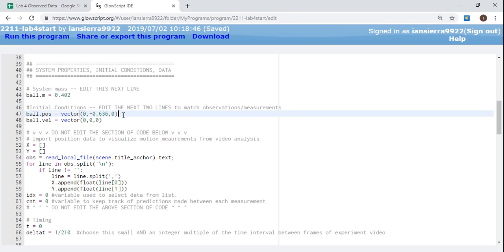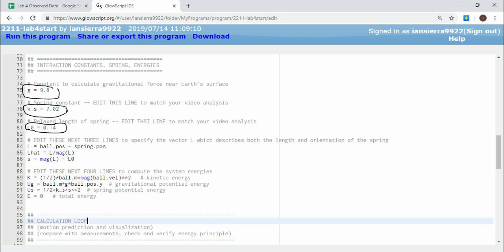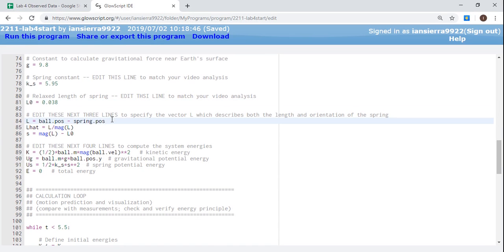The initial position was taken from the initial y position in Tracker, along with the initial velocity. I also had to specify the acceleration due to gravity and the calculated values of the spring constant, or spring stiffness, and the relaxed length of the spring. The proper formulas for L hat and S, which is the stretch, are all written and needed for the spring force. In the next few lines, the formulas for kinetic energy, gravitational potential energy, spring potential energy, and total energy are all written, which all stem from the energy principle and will be needed for the loop.